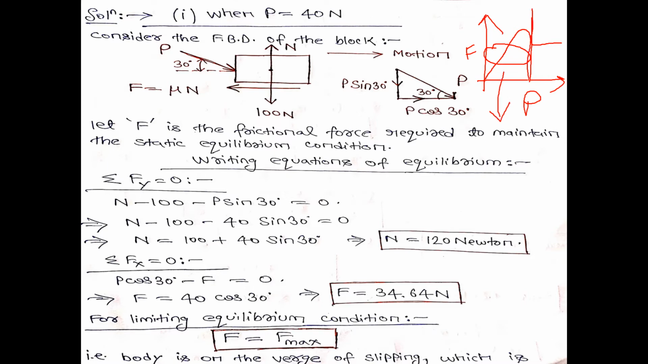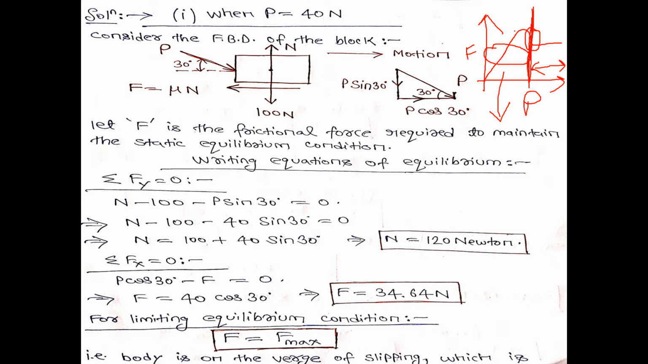At this point, this is a limiting condition. At this condition, the body is about to move. And after this condition, the body will be in motion completely. So for this particular case, when P is 40 Newton, I have to find out whether it is the condition of static equilibrium, or limiting equilibrium, or dynamic equilibrium.